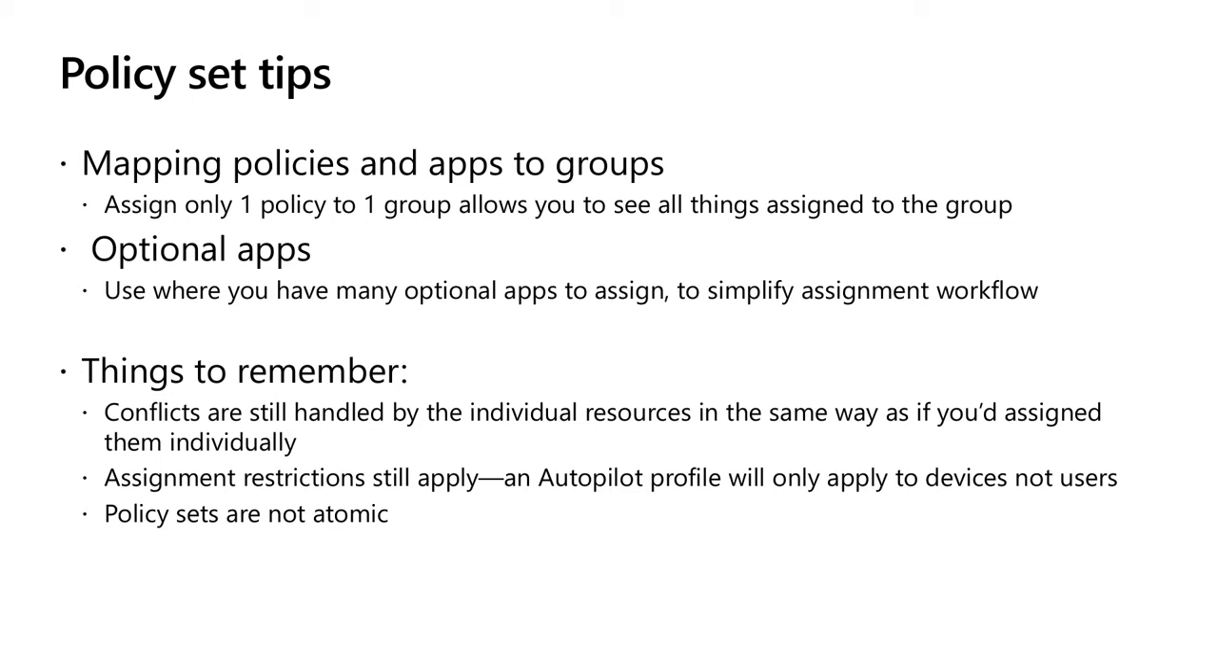Assignment restrictions still apply, like I said before. You have to know what kind of target the resource is appropriate for, whether it will only accept being assigned to devices or being assigned to users. And policy sets are not atomic, meaning if something doesn't apply to a device type, only that resource will not be applied. So if I put an Android policy into a policy set and assign it out to a bunch of Windows devices, Intune's not going to apply an Android policy to Windows devices. It'll just do nothing. But the rest of everything in the policy set will apply. So it's not an all or nothing deployment mode.